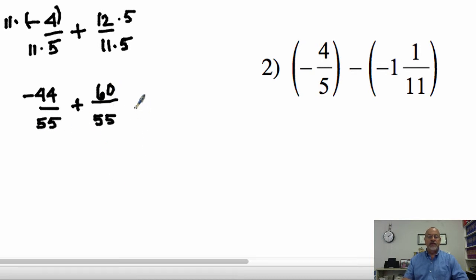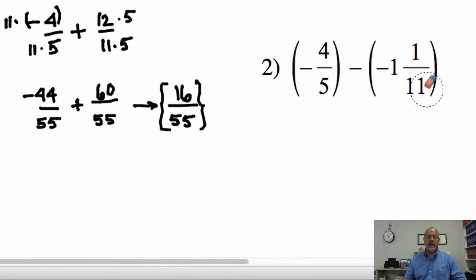Now that I have the common denominator, I may go ahead and add these. My answer is going to have the same denominator as the originals because we're adding, we don't touch it. And then we're going to simply add these two numbers. So 60 minus 44 is 16. I would then look to simplify this fraction if I could. It doesn't simplify any further, so 16 over 55 is my final answer.